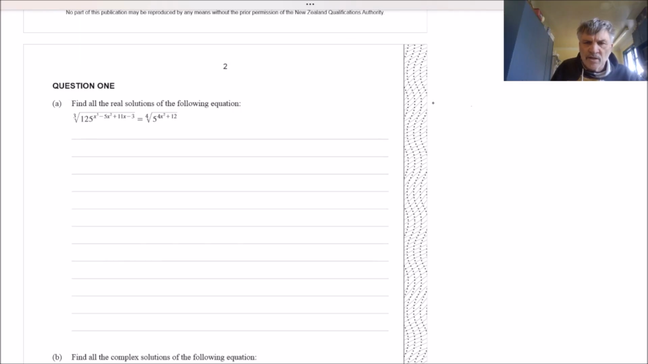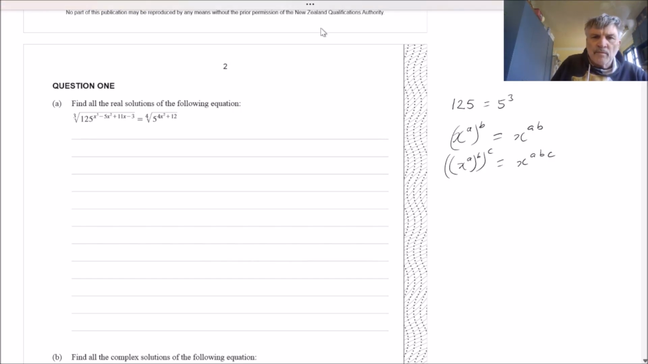The key to this first question is to recognize that 125 is equal to 5 cubed, and to apply the rule x to the power of a, all to the power of b, equals x to the power of a times b. And in fact, we'll see that applied a third time. If you have this tower, x to the power of a, all to the power of b, all to the power of c, you get x to the power of the product abc. We're going to have to solve a cubic as well later, but we'll look at that as we go on.